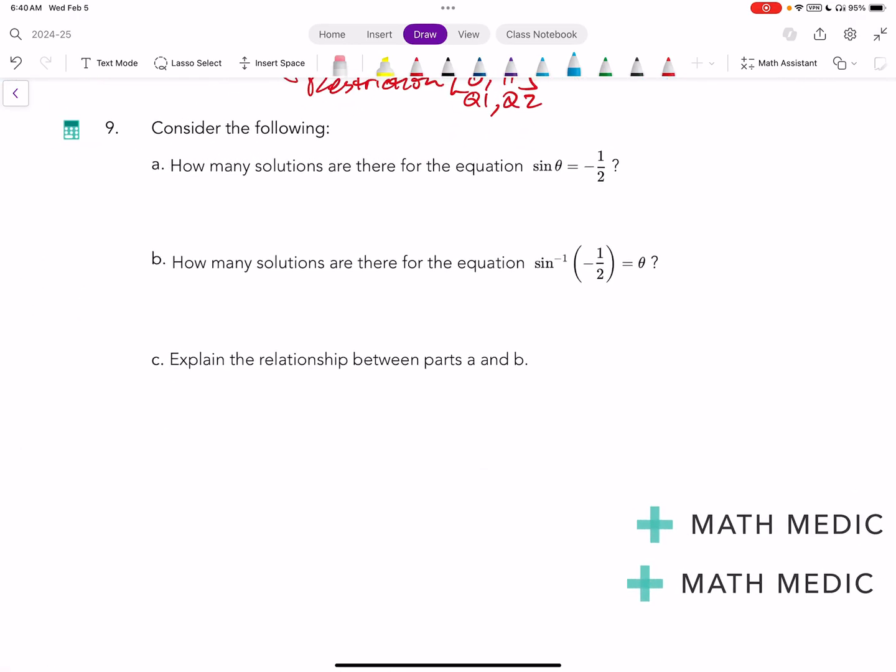All right, consider the following. How many solutions are there for the equation? As we talked about in class, for equations of this type, if this is y1 and this is y2, so if you look at y1, y equals sine of theta, or sine of x, because that's what I'm going to input in Desmos in a second, and when is it equal to negative 1/2? Well, which is a horizontal line. You're going to find out it has infinitely many solutions.